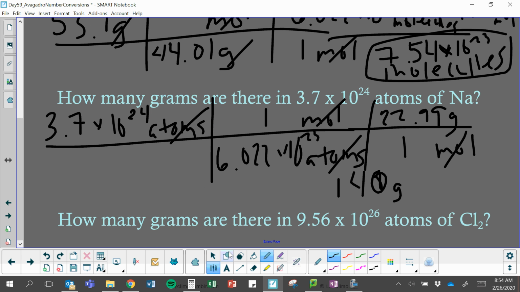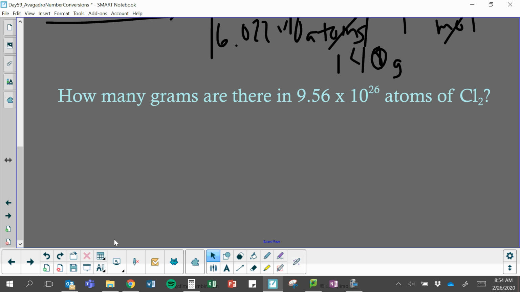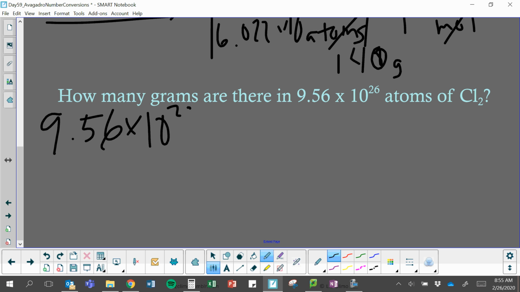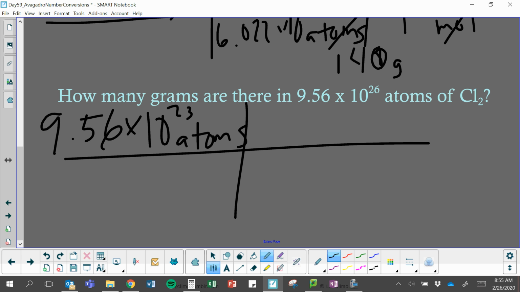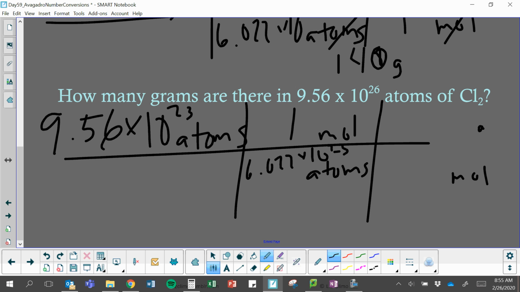Okay, so you can try this next one on your own. Okay, so this one we're given atoms. We're going to start with 9.56 times 10 to the 23rd atoms. We're going to convert atoms to moles. We know there's 6.022 times 10 to the 23rd atoms in 1 mole. We need to now convert moles into grams. We need our mass of our chlorine.